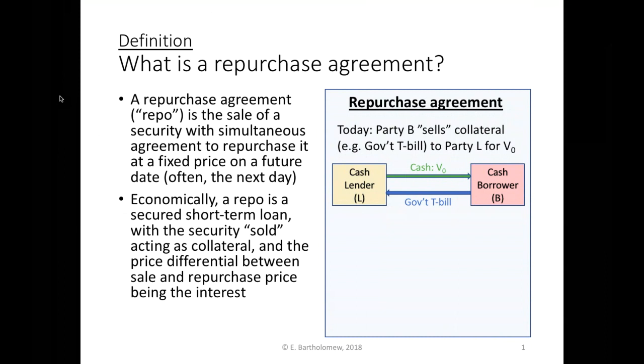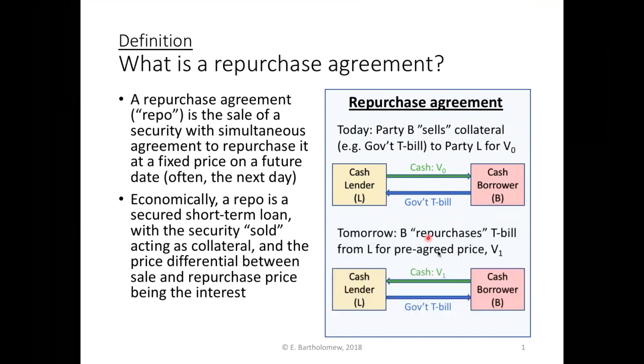Let's look at this in terms of box diagrams. Over here we see the cash lender and the cash borrower. The cash lender is advancing cash V0 and is getting the collateral, the government T-bill, from the cash borrower. The next day, it all reverses. The cash borrower pays back slightly more, cash V1, and the cash lender returns the government T-bill. The difference between V1 and V0 is the interest.